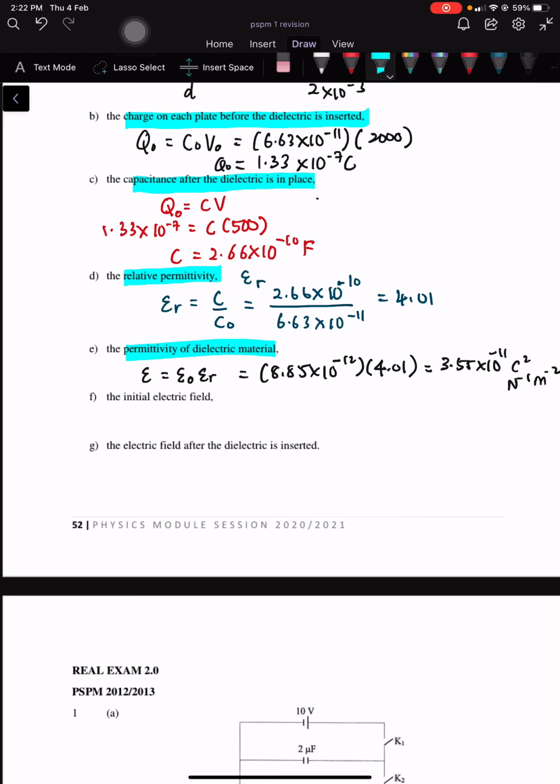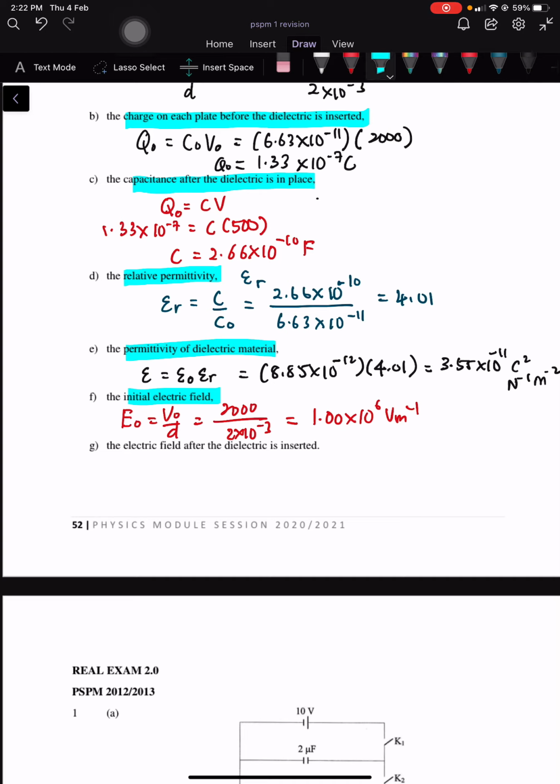Next is the initial electric field. So the initial electric field E naught is equal to V naught over D. So V naught is 2000, divided by D, which is 2 times 10 to the power of negative 3. So you will get 1.0 times 10 to the power of 6 volt per meter.